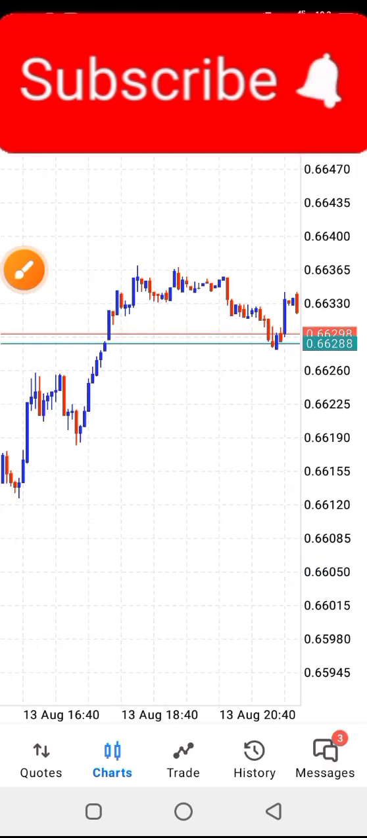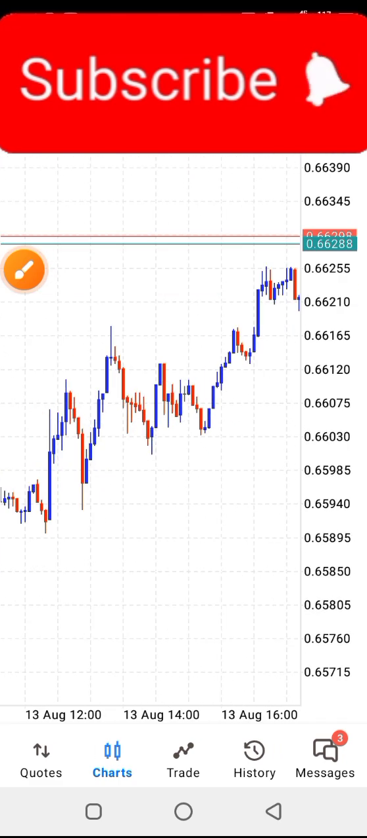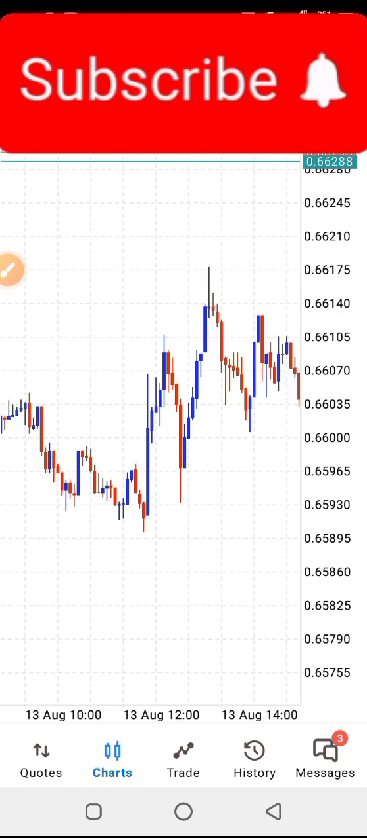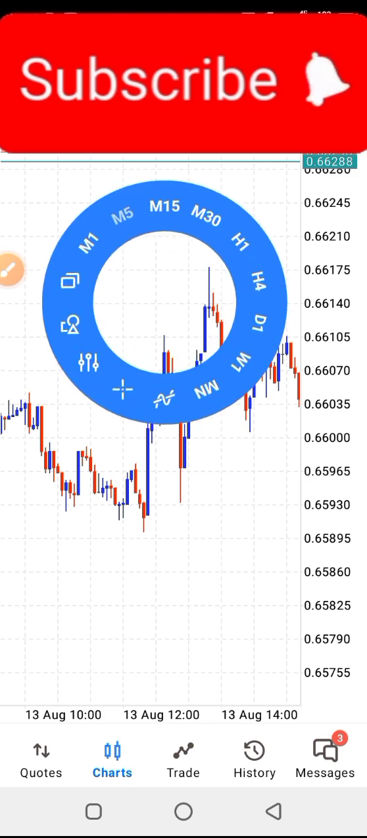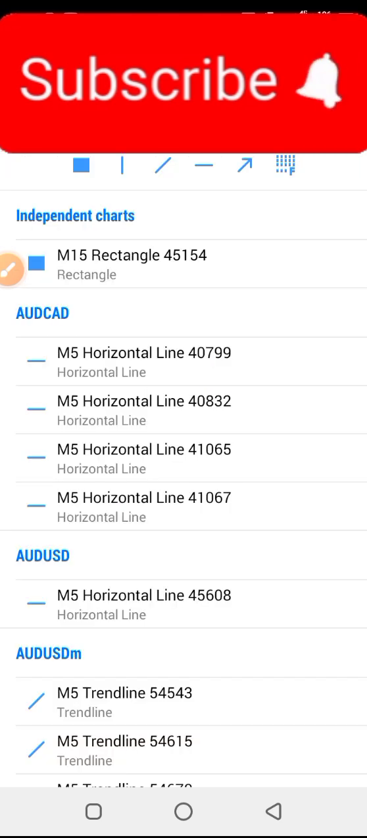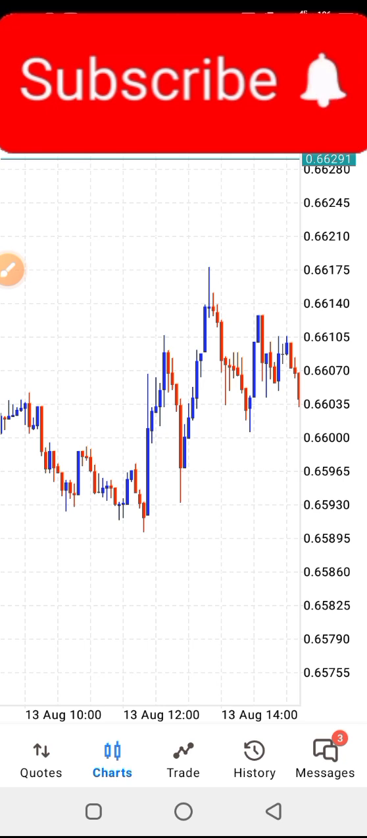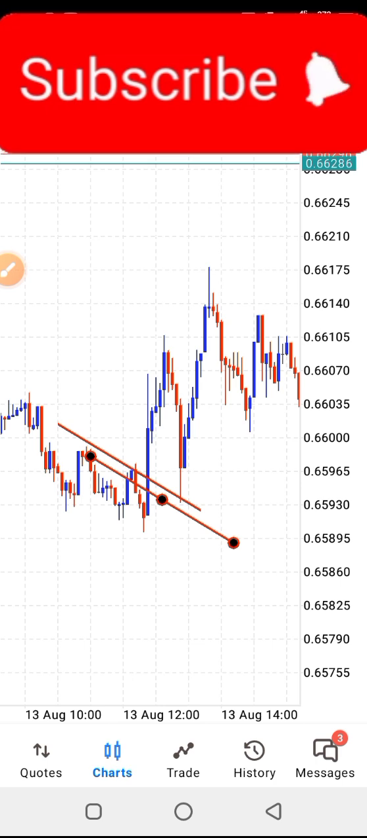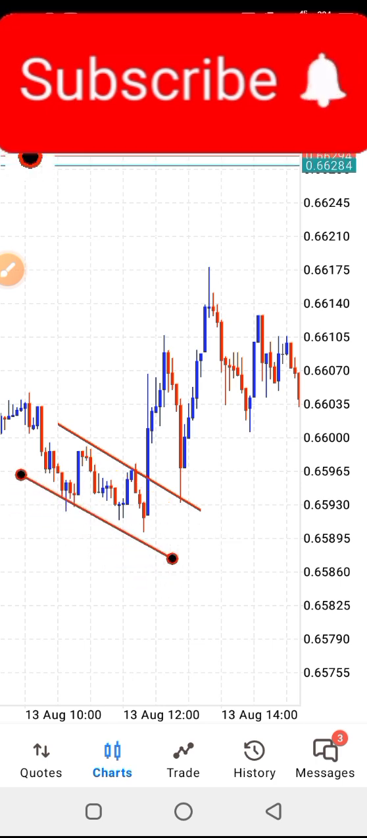Okay, so let me quickly give you a few examples. I want to give you a few examples. So let me get my trend line so I can draw a few chart patterns here. So look at this. This is a correction phase because price is not going up, neither is it going down. It's just bouncing around the range. So I'll just use these trend lines to draw out the range.